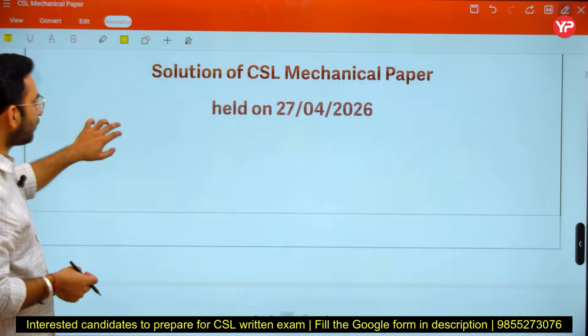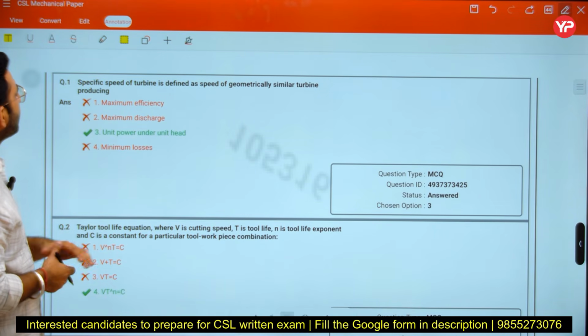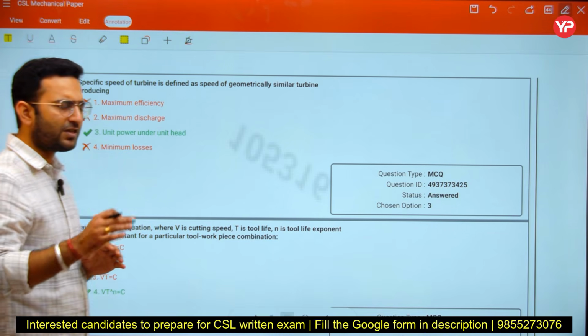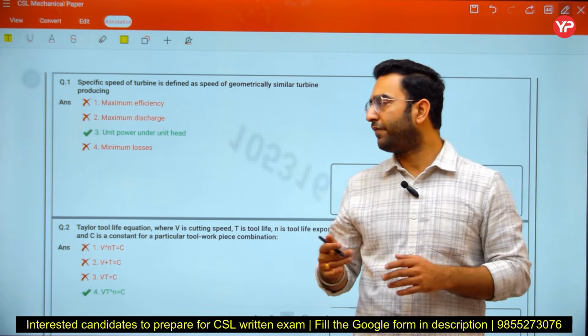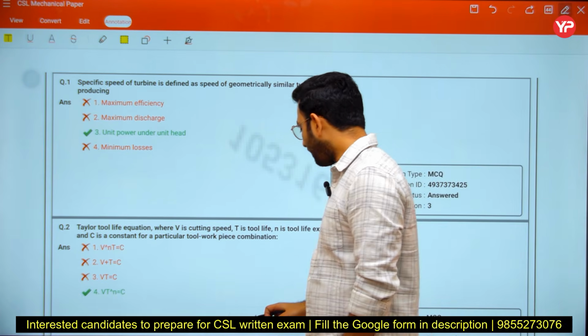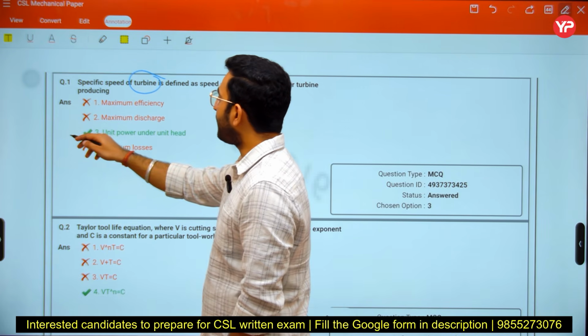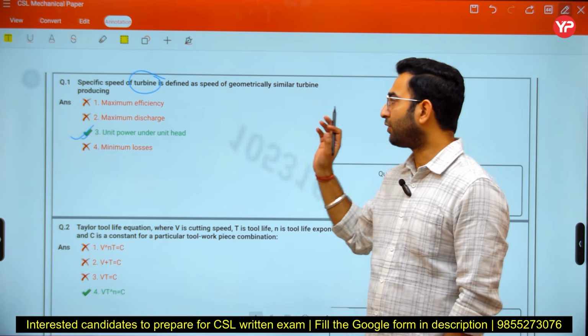Here we have the first question. I have taken the exact question paper. In the first question, the specific speed of a turbine is defined as the speed of a geometrically similar turbine producing the maximum efficiency, maximum discharge, as well as the unit power under the unit head, minimum losses. That is a very simple question related to the simple definition of specific speed. When we talk about the specific speed of a turbine, it is defined on the basis of the unit power produced under the unit head. So option number 3 is the correct answer here, and there is no need to mark an objection.